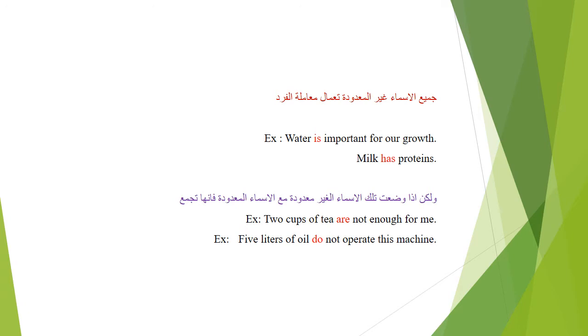Example 2. 5 liters of oil do not operate this machine. We know that oil is uncountable noun. So we cannot use plural with oil. We cannot put s with oil. But we have liters, لترات. بما أن اللترات تجمع فإن الاسم الغير معدود سيعامل كأنه اسم معدود، ونضع auxiliary verb do. So it will be 5 liters of oil do not operate this machine. Then يعامل معاملة الأسماء المعدودة فإنها تجمع. يعني يجمع بالauxiliary verb، not by adding s, but by putting are or do in the sentence.